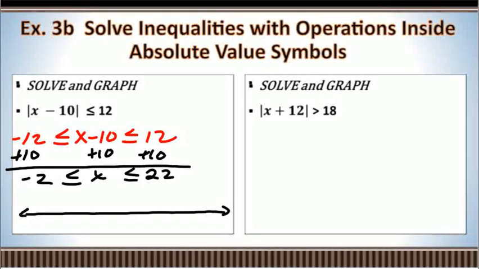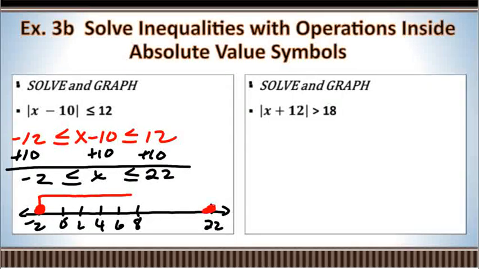So on our number line, we got -2, 0, 2, 4, 6, 8. I'm going to have to jump all the way over to 22 here just to keep some space. So I have a filled in circle on -2, a filled in circle on 22, going to the left. So I would have that as my answer.